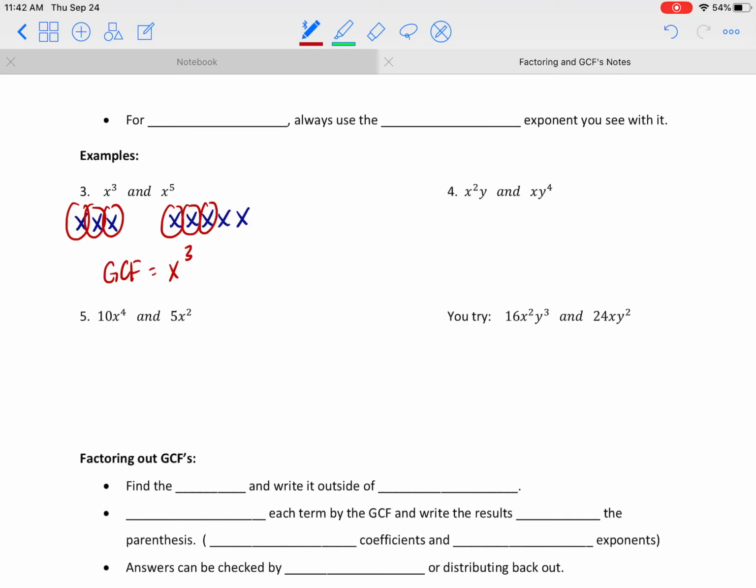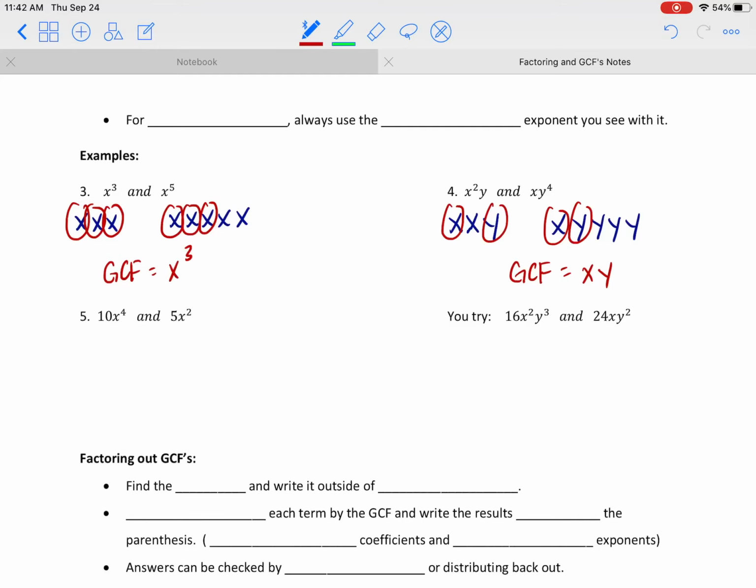Okay? Now, I don't know necessarily that that's something I want to be doing every time, although let me show you once more. X squared y would be 2 x's and a y. X y to the fourth would be x and then 1, 2, 3, 4 y's. What's in common here? Let's see, they both have an x, they both have a y, and that's it. So here we're going to say the GCF is an x and a y.